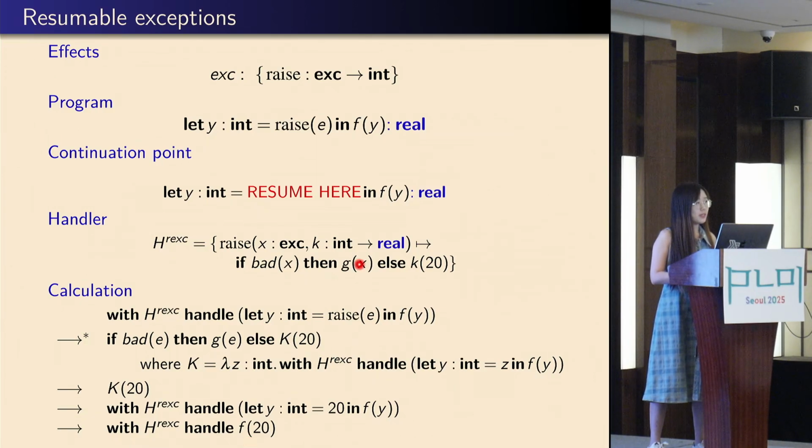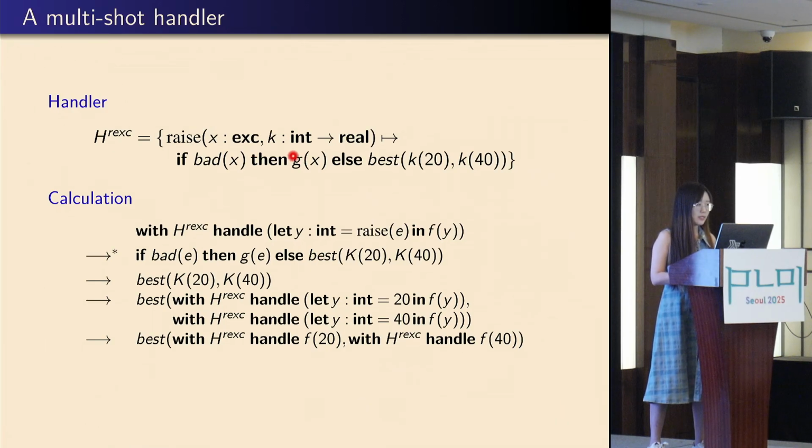And more interestingly, with effect handlers, because this continuation is available as an argument, the handler can also resume the original computation multiple times. So in this case, I have updated, again, the definition of the handler. When this exception is a good exception, we are going to resume the original computation twice, once with 20 and again with 40, and then maybe we have a way to choose the better result of these two rounds. So this is called a multi-shot handler.